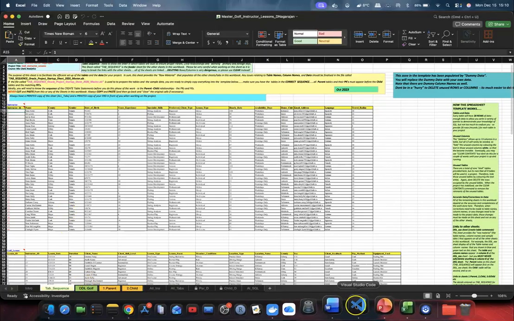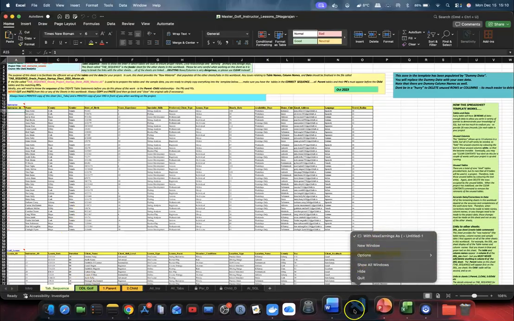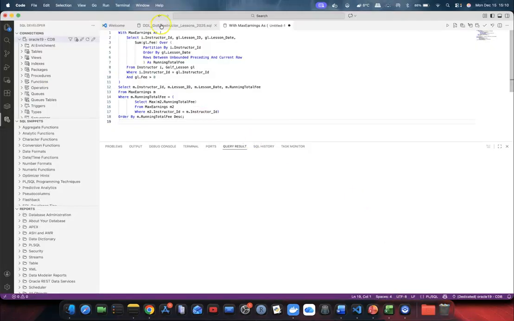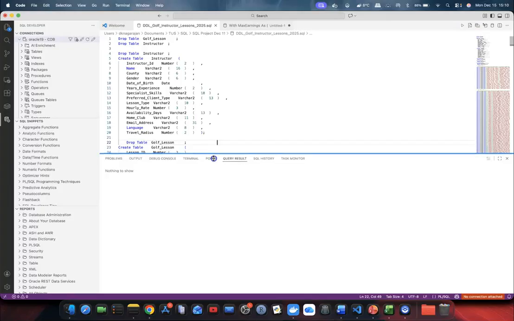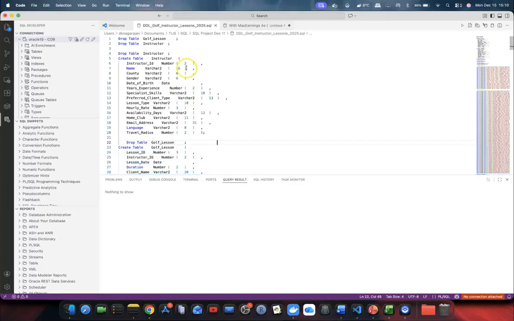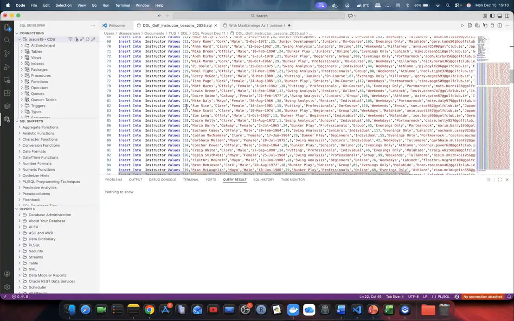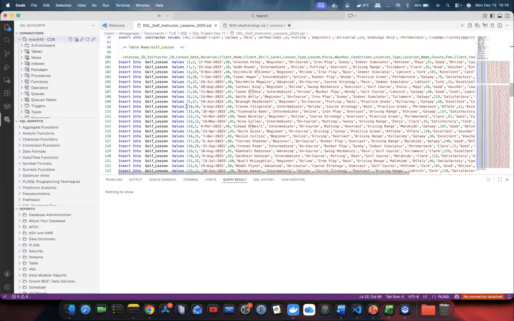After this, I was able to create a table inside VS Code. Since I'm a Mac user, I need to use VS Code for my Oracle database. So with the help of the Excel sheet data, I was able to create the sample table.